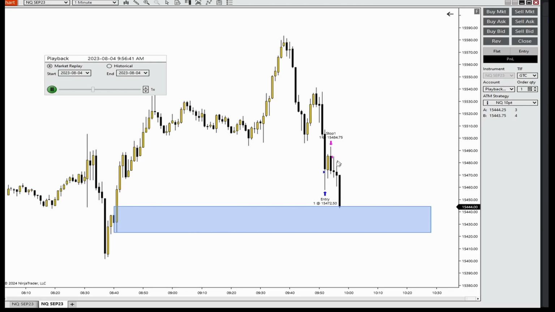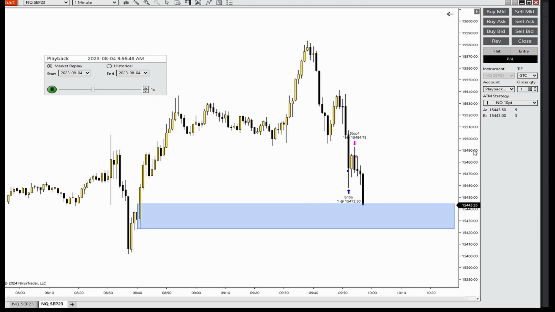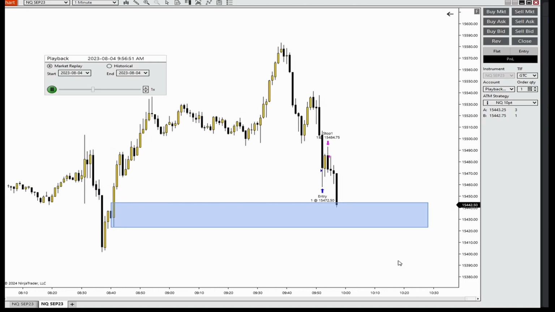People talk about risk reward a lot, right? Say we hopped in here, we had a 15-point stop, and we closed this for 13 points. That's less than 1-to-1. That's the wrong question. The right question is, what's the expectancy of your system? Do you expect to make money over the course of 10 to 20 trades?